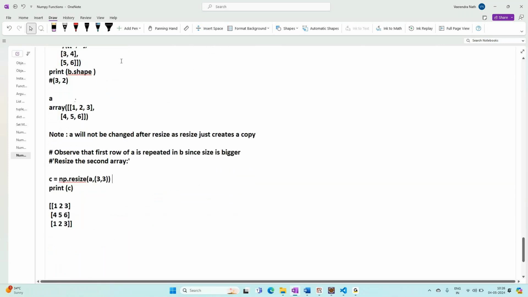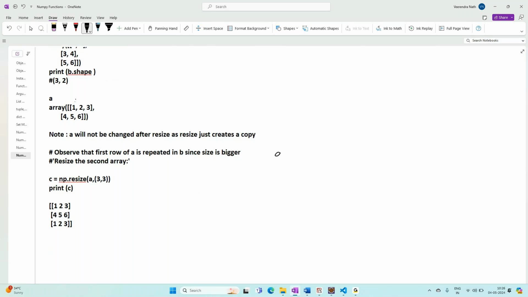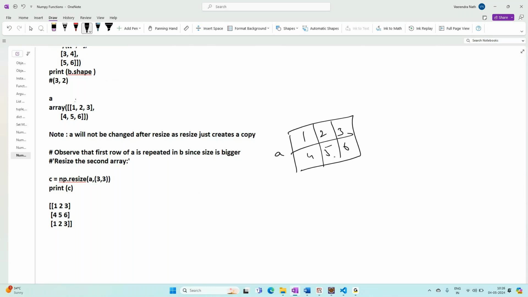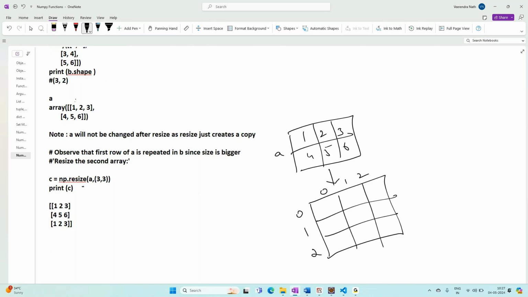Now what is A for you? A is still 1, 2, 3, 4, 5, 6. Yes or no? Okay. Now you resize this to 3 by 3. You resize this to how much? 3 by 3. So we are asking this. What is this formula? You resize this into 3 by 3. Now reshape is not possible.